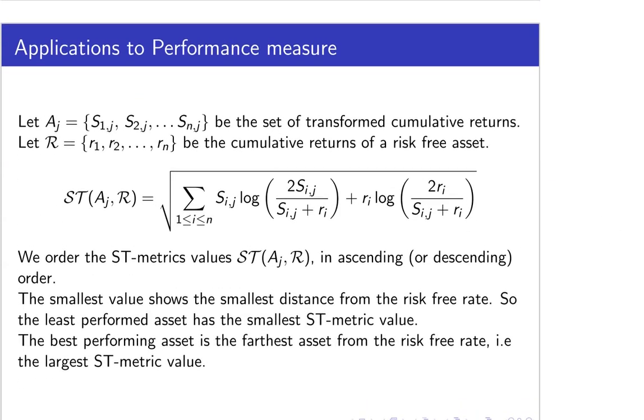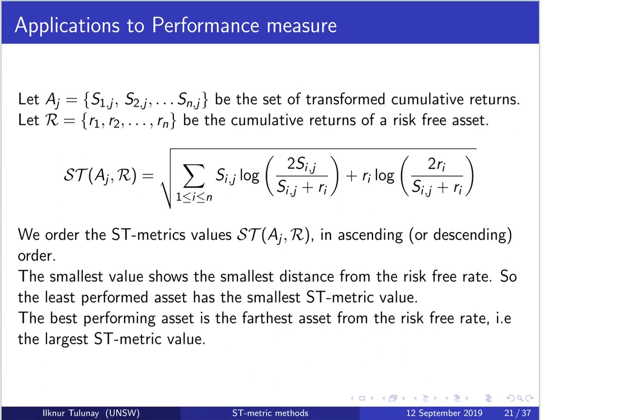Once we do that, we look at the ST metric. This is the application for performance measurement. We take all the transformed cumulative returns into a set like A_ij. R is the cumulative returns of the risk-free rate. So taking one certain return, which is assumed to be the risk-free rate in finance.